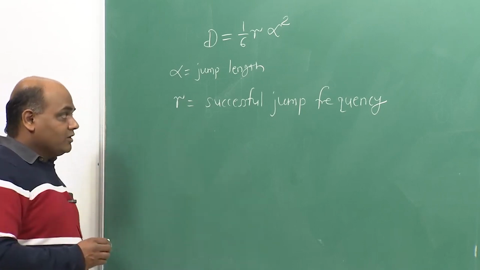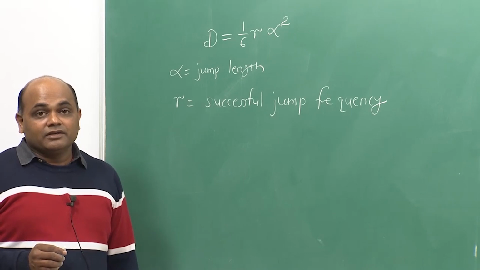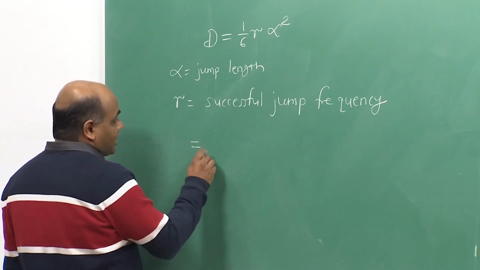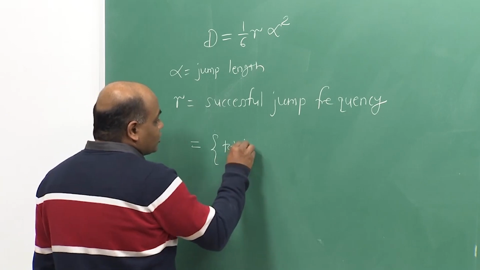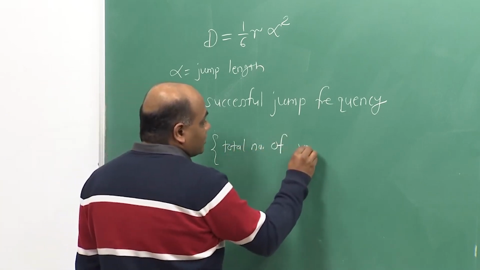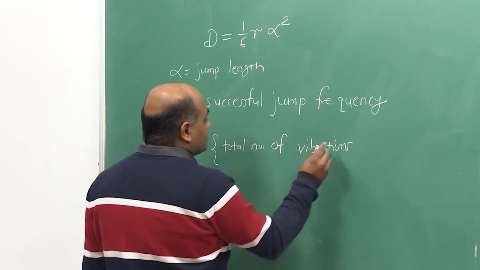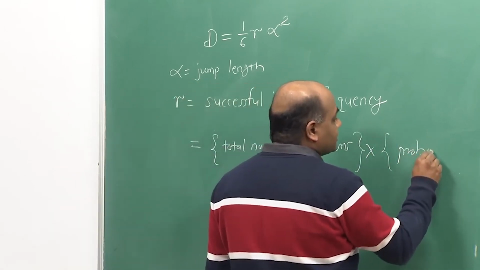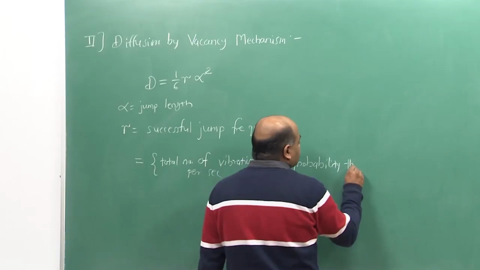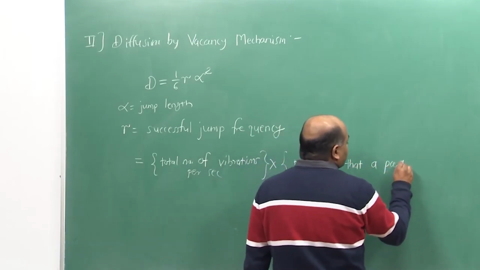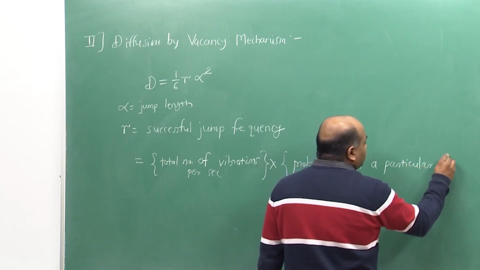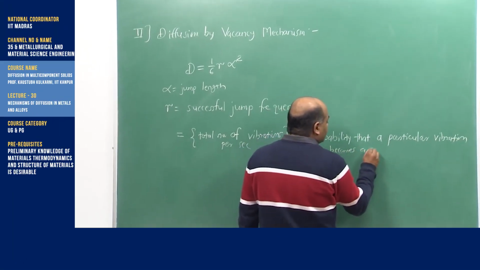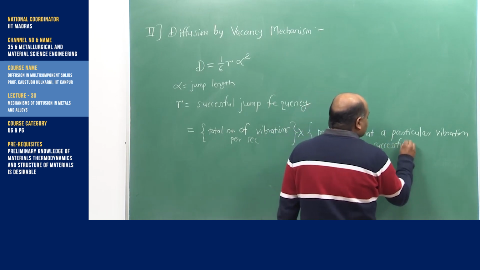So, in order to evaluate the successful jump frequency in terms of the vibrational frequency of an atom, we can write gamma is equal to the total number of vibrations of the atom per second times the probability that a particular vibration becomes a successful jump.